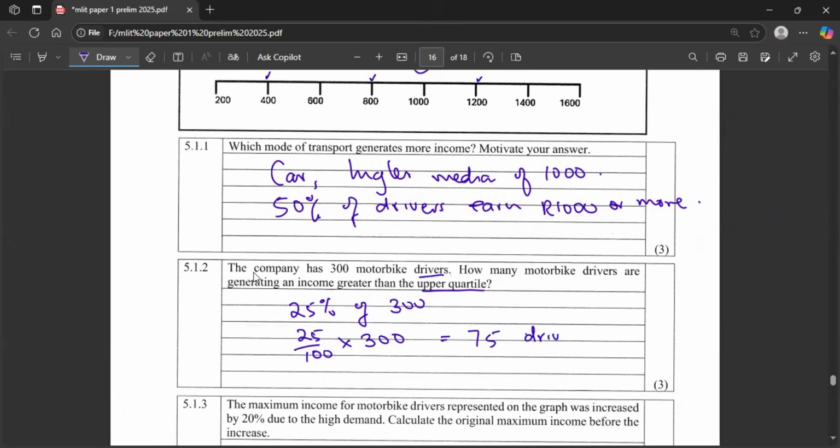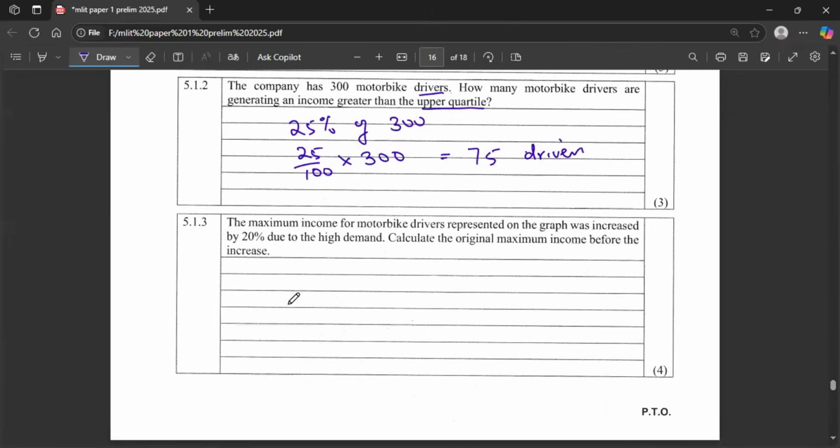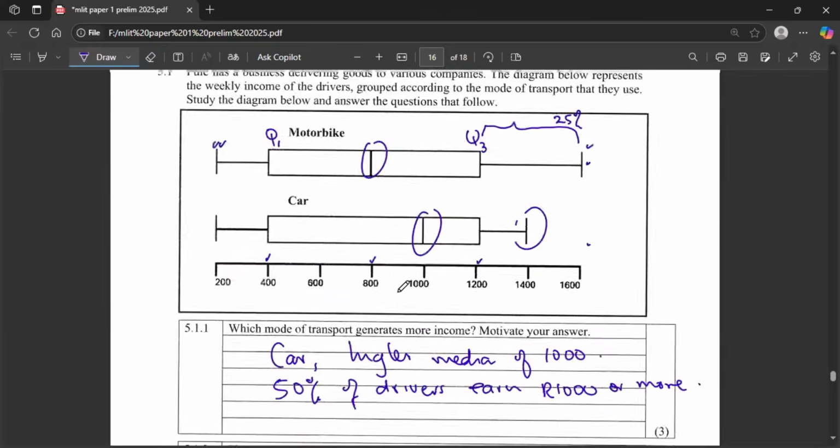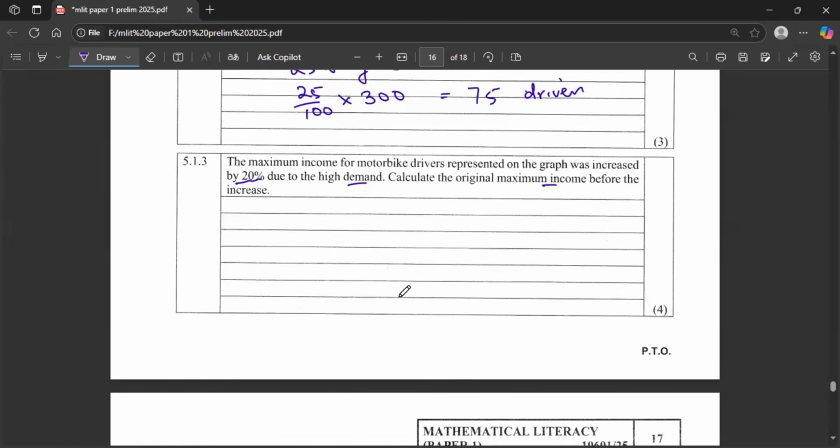75 drivers. Okay, then 5.1.3: the maximum income for a motorbike driver represented on the graph was increased by 20% due to the high demand. Calculate the original maximum. If it is increased, remember their maximum is 1.6. The maximum income of a motor driver on the graph was increased due to the high demand. Calculate the original maximum before the increment.